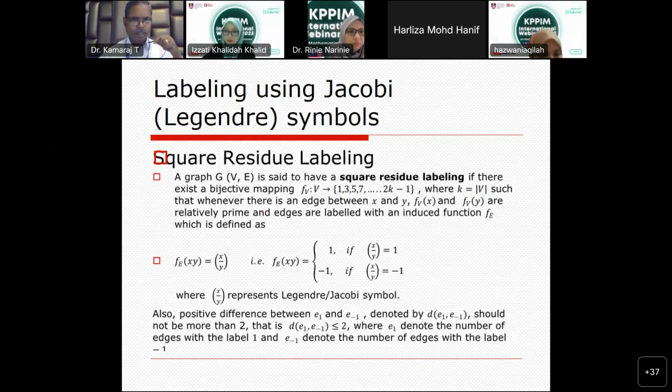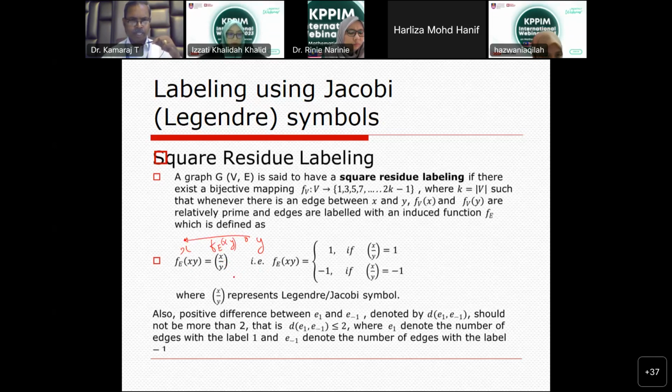Such that whenever there is an edge between x and y, where x and y are vertices, then the labels of the vertices, which we call fV of x and fV of y, are relatively prime. You know, relatively prime means the GCD is 1, the greatest common divisor of those numbers is 1. And edges are labeled with an induced function fE, which is defined as the label of the edge connecting x and y. So x is a vertex, y is a vertex, and the label of this edge we call fE of x, y. So this fE of x, y is given by the Jacobi symbol of x divided by y.